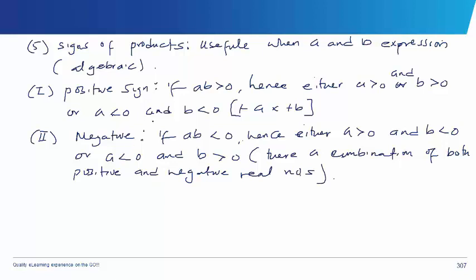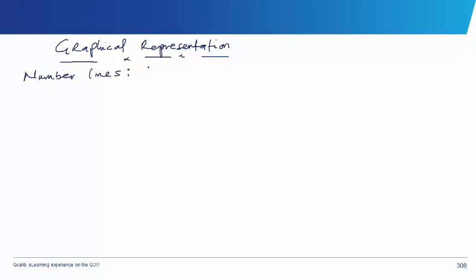And from there we go into graphical representation of inequalities. Under graphical representation we'll be talking about number lines. Number lines are used for representing linear inequalities.